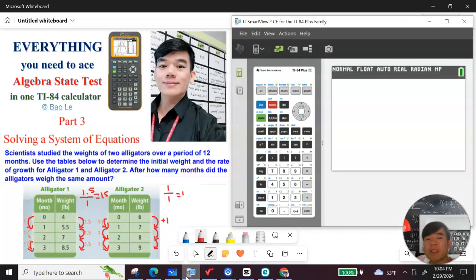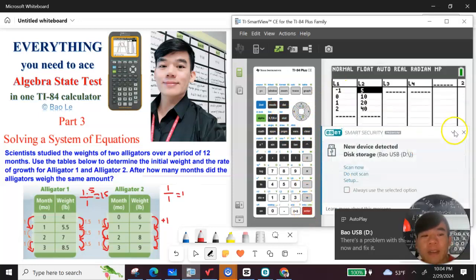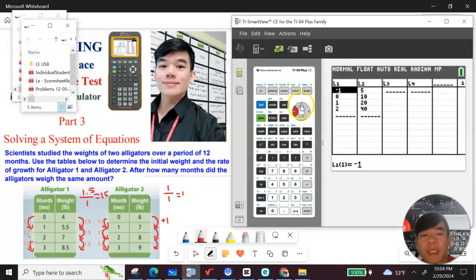Now we pull up the calculator. So that we have the table right here, we need to hit stat. Okay, so we hit stat, then edit. Alright, so we need to go to the left hand side, go up, and clear the table. Same thing, we clear the second column, right? Now we need to input the values 0, 1, 2, 3. Now look at the right hand side, it should be 4, 5.5, 7, and 8.5.